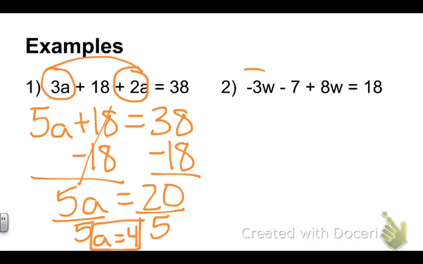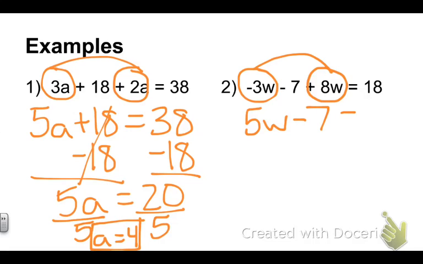Combine like terms. These terms both have a w in it. So look at it. It says negative 3w plus 8w. That's going to give you 5w, and rewrite the rest. Minus 7 equals 18. It's a two-step equation.